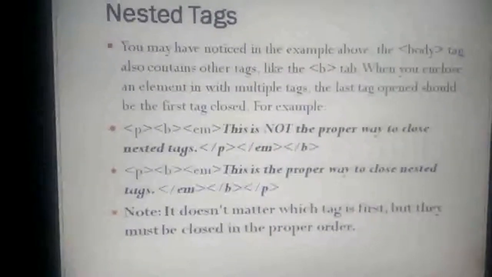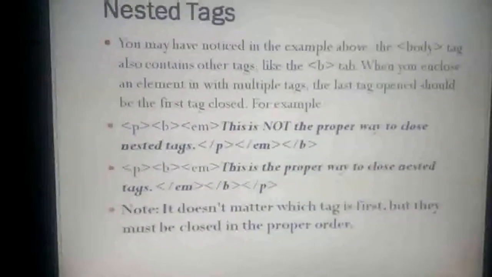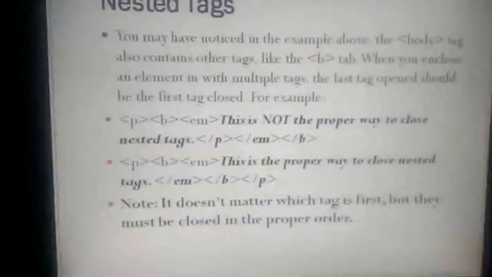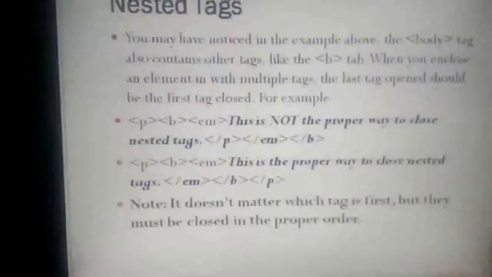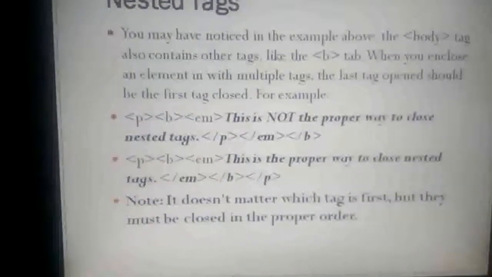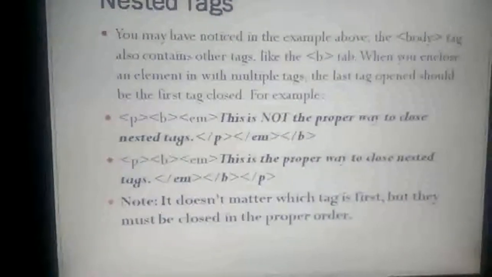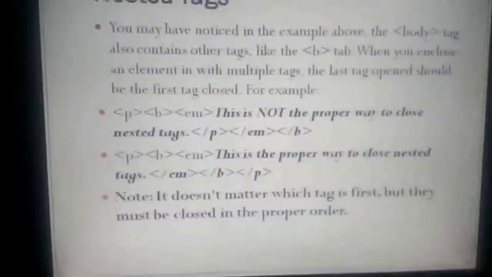The other, correct example is P should be opened, B should be opened, then EM, then this is the proper way to close nested tags. Like the last tag opened would be the first tag to close. So EM should be closed, then B should be closed, then P. So this is very important to be considered while doing your coding part especially. Note, it does not matter which tag is first, but they must be closed in the proper order. Yes, this is important. They must be closed in the proper order. And the last one opened should be the first one to get closed.